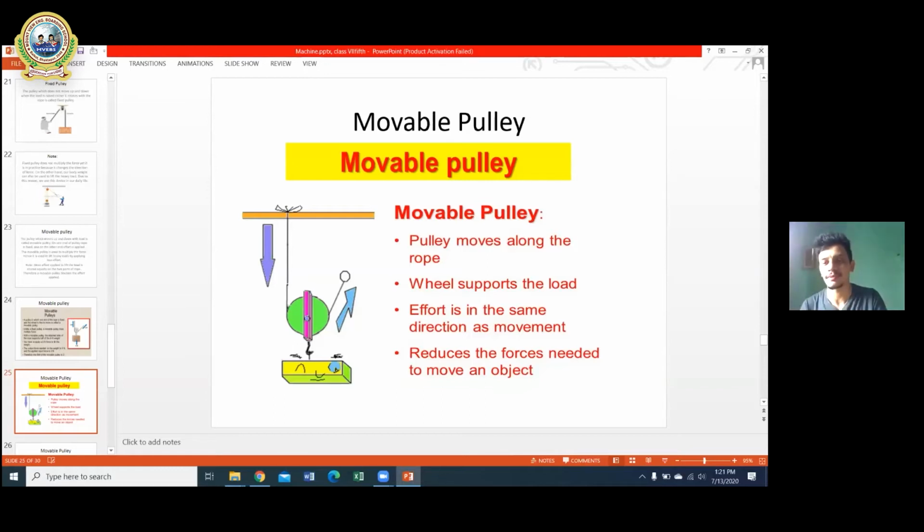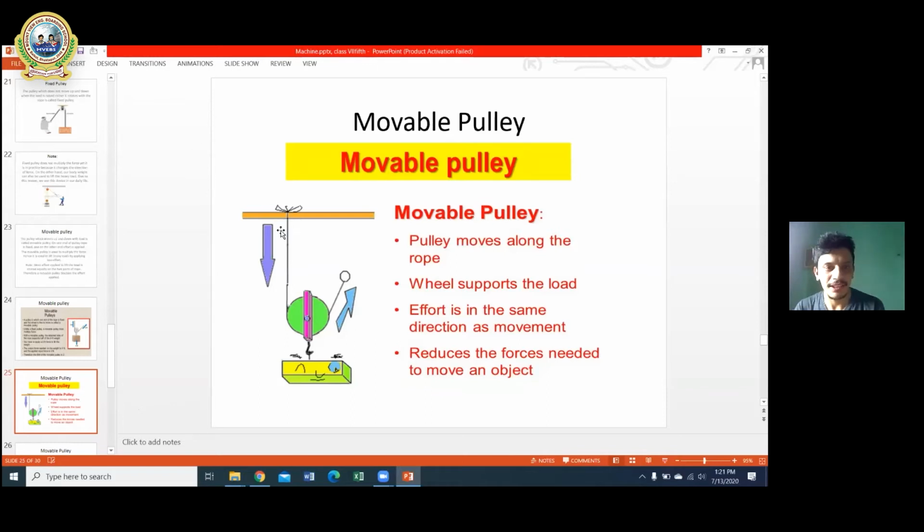Kati force lagaunu parcha tapai le ra bhannus. 50. Yeah, so you can see the figure there. Can you see the figure there? Yes, sir. Okay, this is the figure of movable pulley. One string is attached at this point.